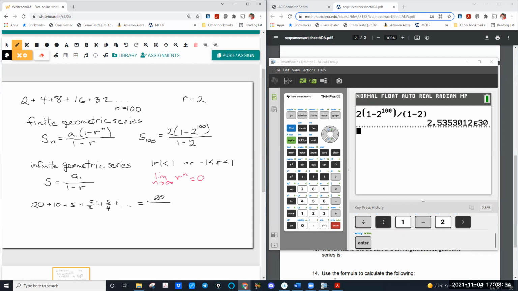And it has to be in between -1 and 1, which if we divide any successive terms here, right, 10 over 20, well, that's the same as 5 over 10. We can do this with any of these. They all come out to be 1/2. So that is our common ratio. So 20 over 1 minus 1/2. This one we can do by hand. 20 over 1/2. 20 divided by 1/2 is 40, and that's our sum. So this infinite geometric series is able to be summed up because the terms eventually go to 0.